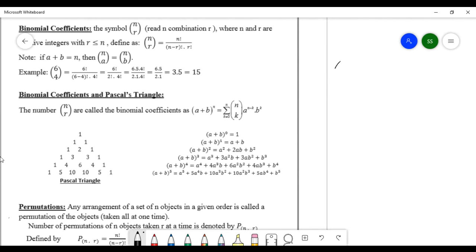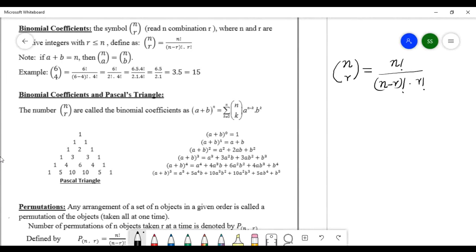This rule, this symbol, nCr. This means n combination r. n combination r is equal to n factorial divided by (n minus r) factorial, multiplied by r factorial. Okay. Last lecture I explained this. This is the rule.